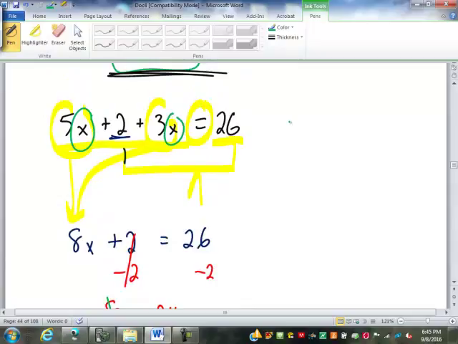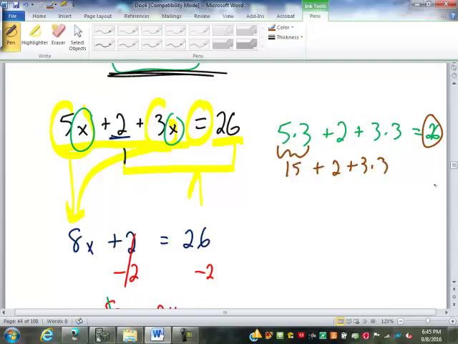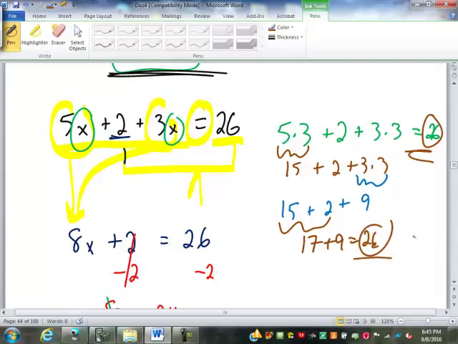So 5x becomes 5 times 3 plus 2 plus 3x becomes 3 times 3 equals 26. So we need to verify that what's on the left side is going to equal 26. So 5 times 3 is 15. Second step, 3 times 3 is 9. 15 plus 2 is 17. Plus 9 is 26. So we get the same value on both sides of the equation. That's the next step.